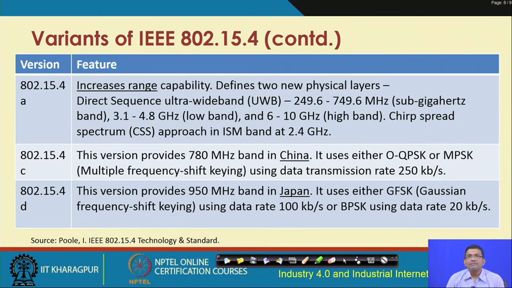Then came the 15.4c, which talks about using the 780 megahertz band in China for offering connectivity and communication. This uses OQPSK or MPSK, multiple phase shift keying mechanisms for data transmission at rates such as 250 kbps and so on. Then you have the D variant, which provides 950 megahertz band communication in Japan, and here it uses GFSK and BPSK with different data rates.